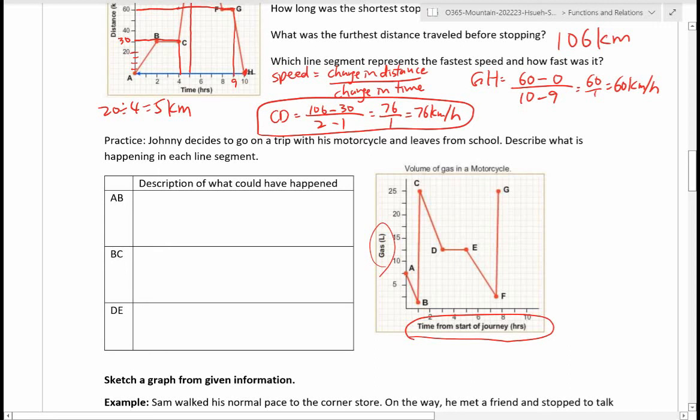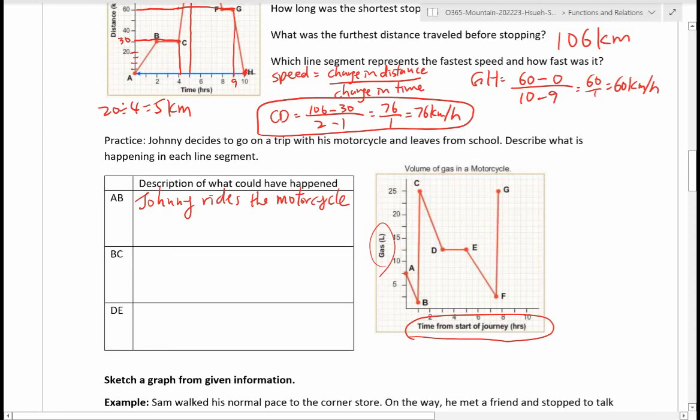From A to B, you can see the volume of gas in the motorcycle is decreasing. So what does that mean? Well, if the volume is decreasing, that means he's on a bike, right? So Johnny rides the motorcycle.